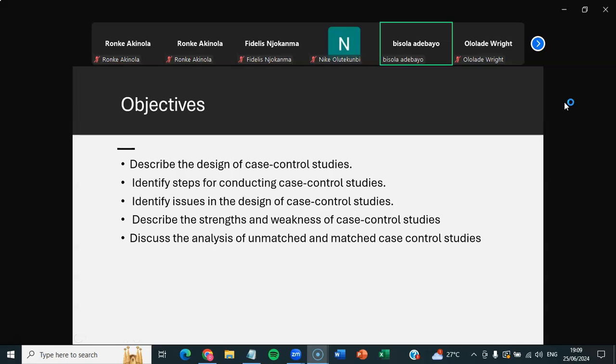So the objectives of the session: at the end of this session, we should be able to describe how we build up a case control study and identify the steps. We are going to talk about issues in the design of case control studies, strengths and weaknesses, and then we're going to discuss the analysis of unmatched and matched case control studies.